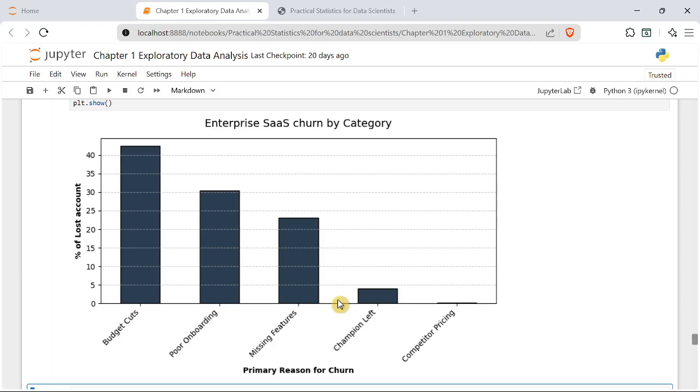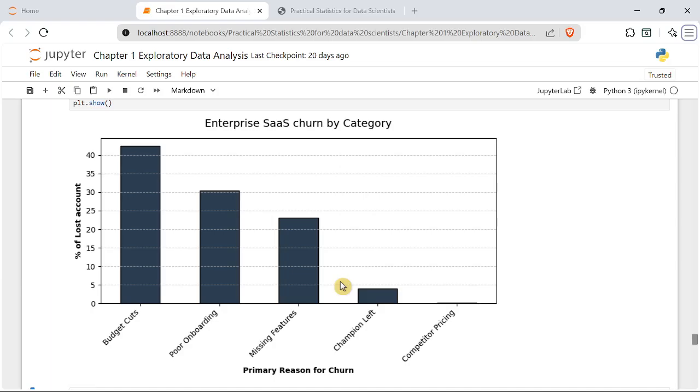However, we need to focus on the second and third largest factors, which are entirely within our operational control: poor onboarding at around 30% and missing features at 23%. Together, these operational gaps account for more than half of all our lost enterprise accounts. Interestingly, competitive pricing is virtually a non-issue at just 0.12%.